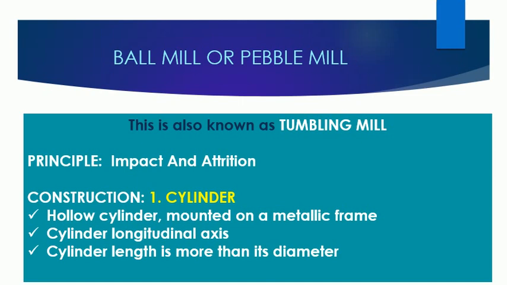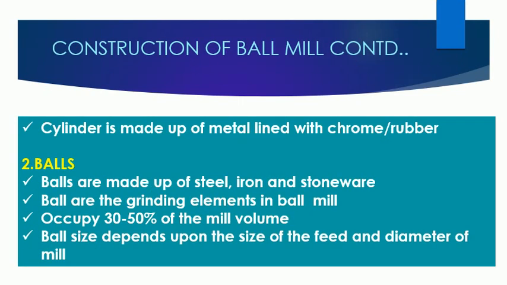So ball mill consists of a hollow cylinder that is mounted on a metallic frame. It rotates on its longitudinal axis. Cylinder length is more than its diameter, and another part of construction is balls. Different sizes and shapes of balls we can use in the ball mill are round balls, bended balls, cubes, and rods. Rods are used to mill sticky material.